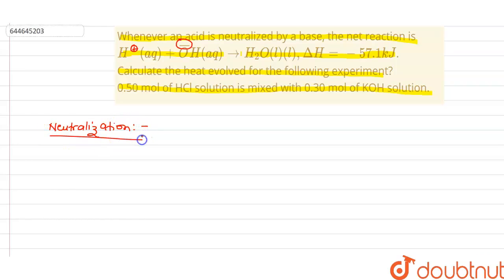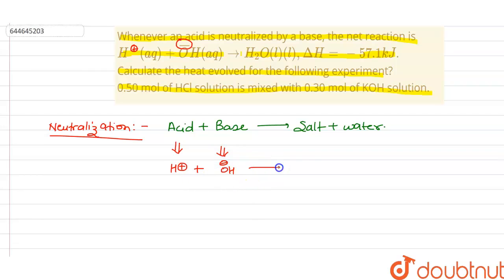So neutralization reaction is a reaction in which the acid reacts with base. It gives the formation of a salt plus water. In simple way, we can also write it like this. We know that the acid are those substances which can give H plus and base are those substances which can give OH minus, that is hydroxyl radical. So in simple way, we can say that it gives the formation of water.